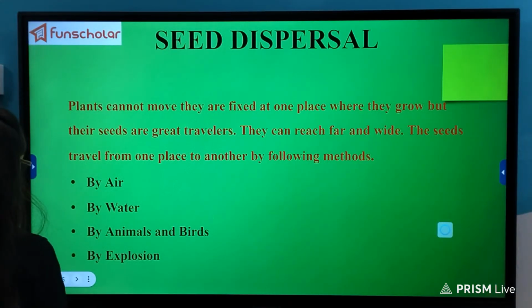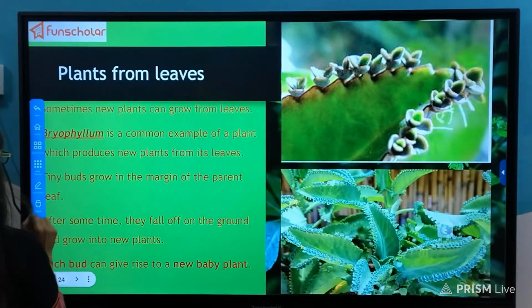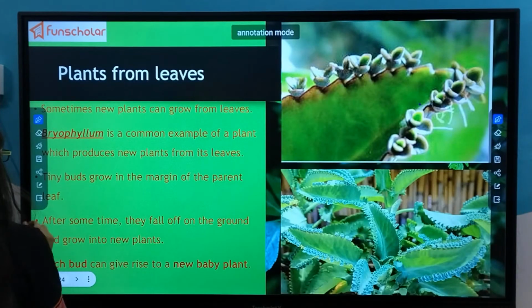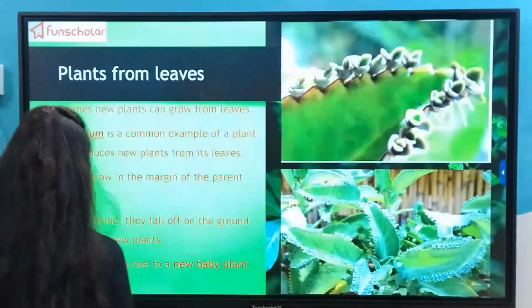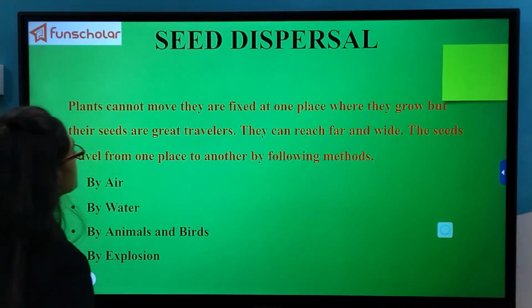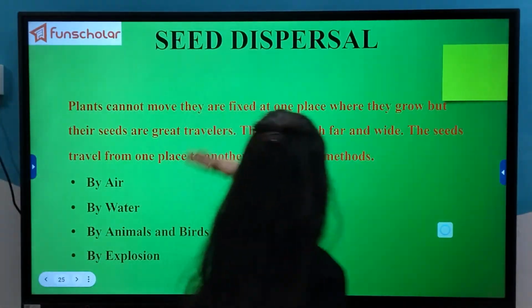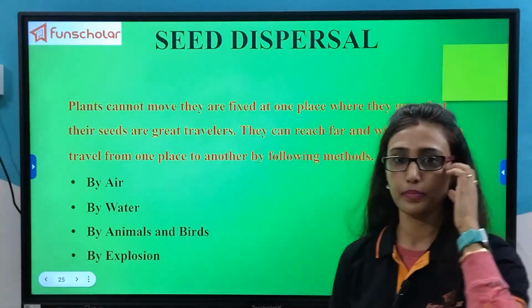Okay, so from the next day, we will continue with the next chapter, that is seed dispersal. Today, up to this only, from next day we will move on to seed dispersal.